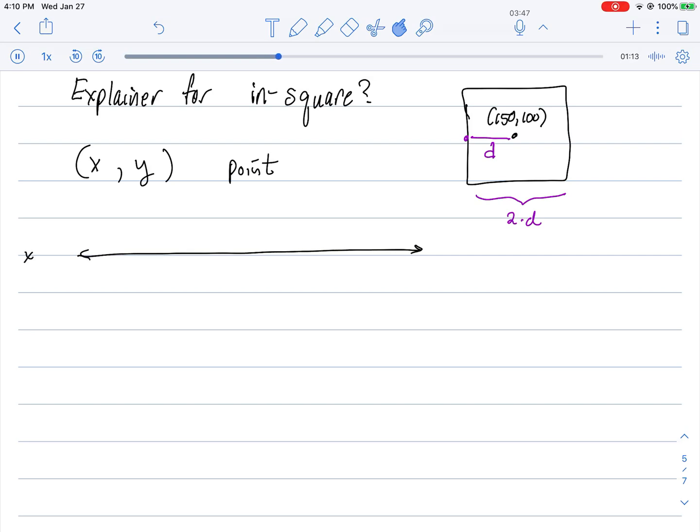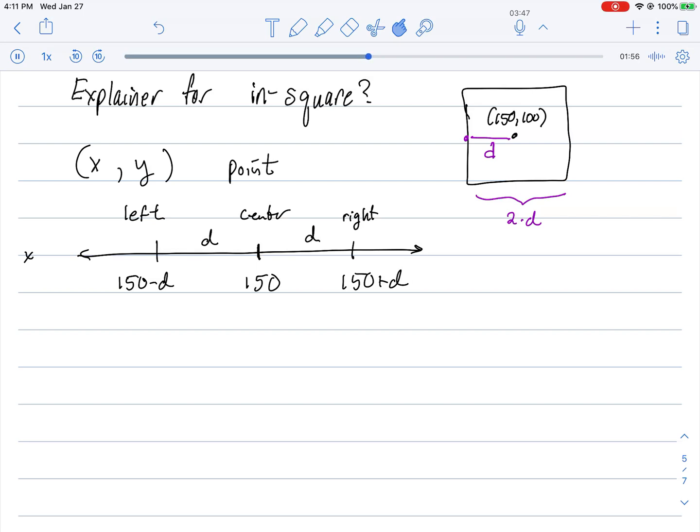And now the center of the square in the x-axis is 150. And then you could go over that whole distance d, and then that would be the left side of the square. Or you could go that distance d to the right, and that would be the right side of the square. So the left side of the square is 150 minus d, and the right side of the square is 150 plus d.